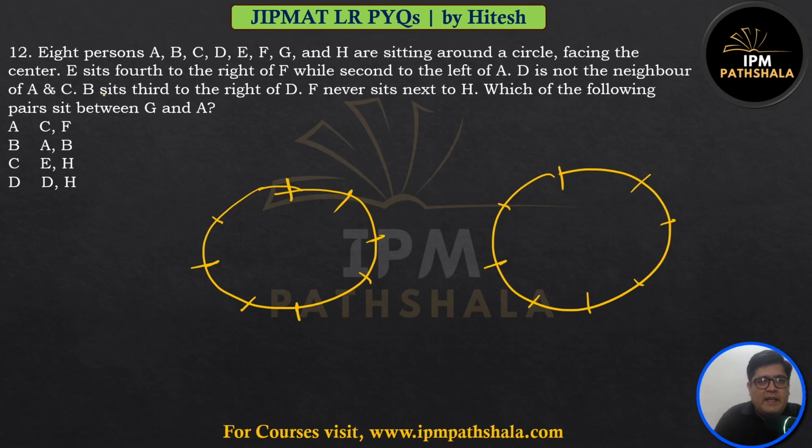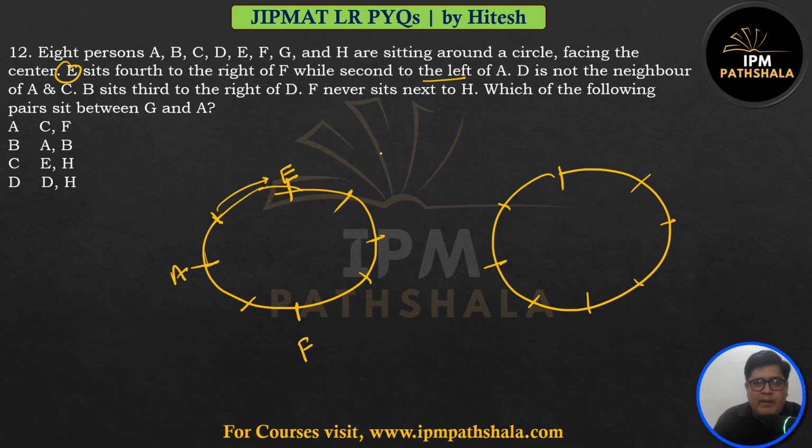What does it say? E sits fourth right of F. This is F. Right side is anti-clockwise. First right, second right, third right, fourth. This is E. You could have said E is opposite. Fourth right of F, while second left of A. E is second left of A. So this person, E is first left. This person, E is second left. This is A.